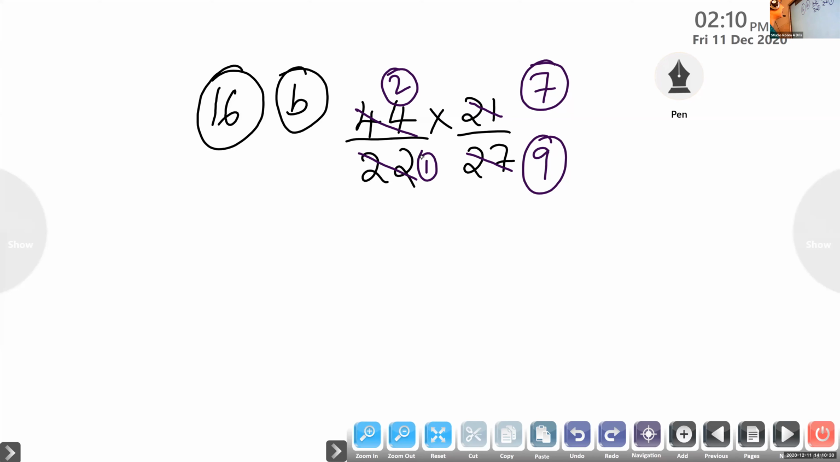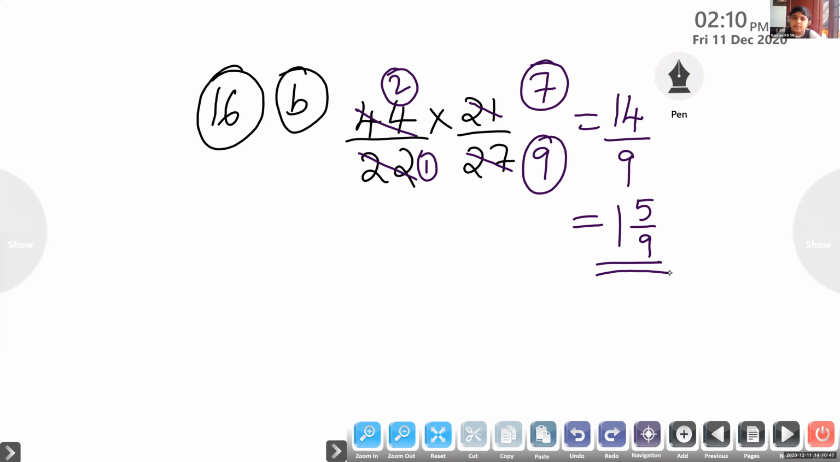So find out the answer. 7 2s are 14, and 14 by 9. Now divide and make it into a mixed fraction. 1 and 5 by 9. 1 and 5 by 9. Okay.